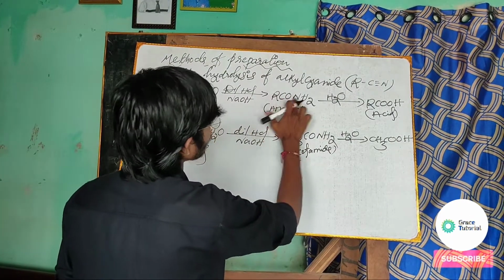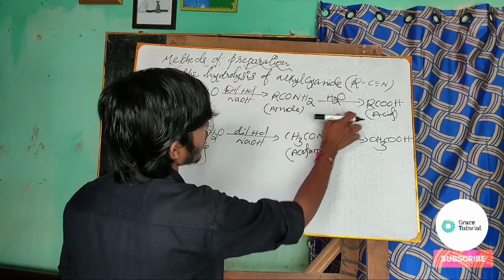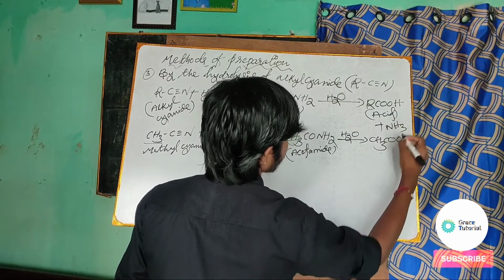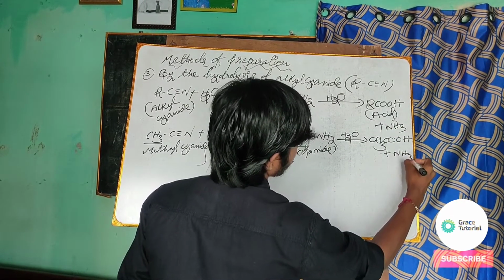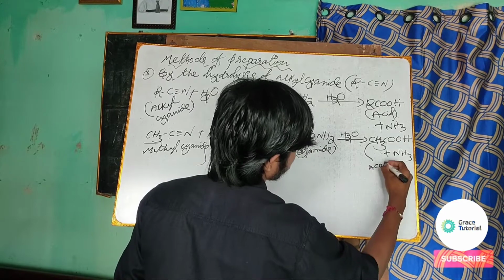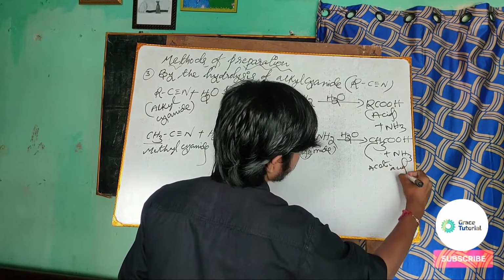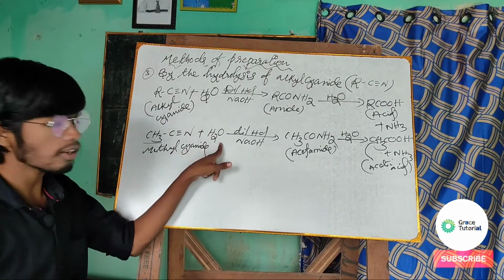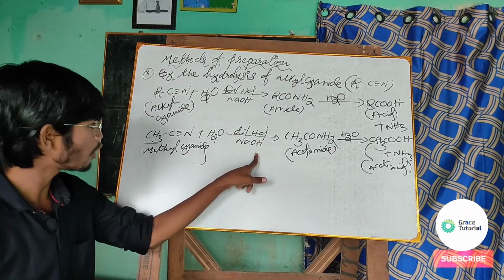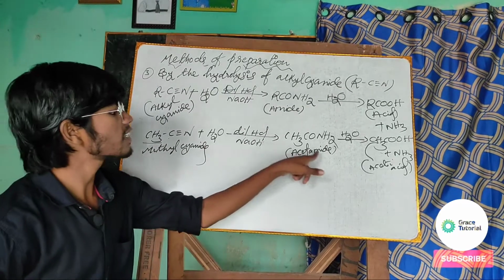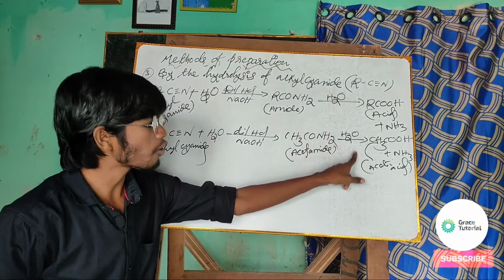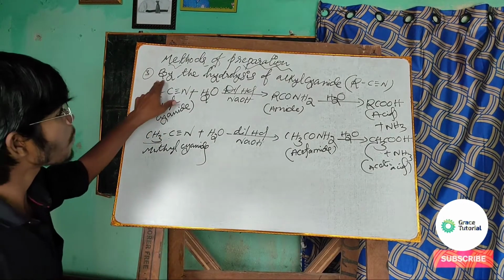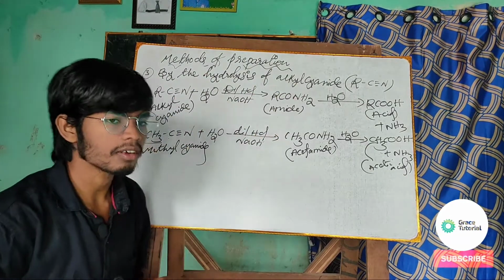That means RCOOH, and we have ammonia as well. Ammonia results similarly here. So this is acetic acid. So methyl cyanide on hydrolysis in the presence of dilute HCl or NaOH first of all gives acetamide, and further the acetamide gets hydrolyzed to form acetic acid. This is all about the third method, that is by the hydrolysis of alkyl cyanide.